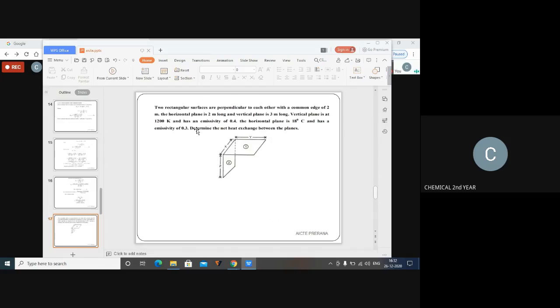Okay. Now we can see the next problem. Two rectangular surfaces are perpendicular to each other with a common edge of 2 meter. The horizontal plane is 2 meter long and the vertical plane is 3 meter long. The vertical plane is at 1200 Kelvin and has an emissivity of 0.4. The horizontal plane is at 18 degrees Celsius and has an emissivity of 0.3. Now you have to determine the net heat exchange between the plates.